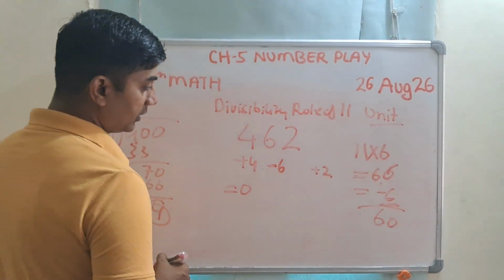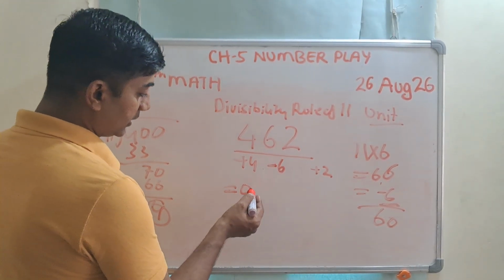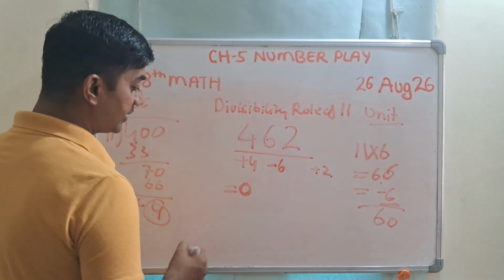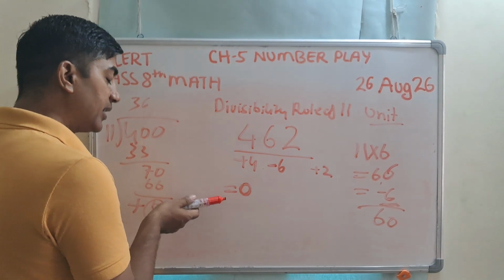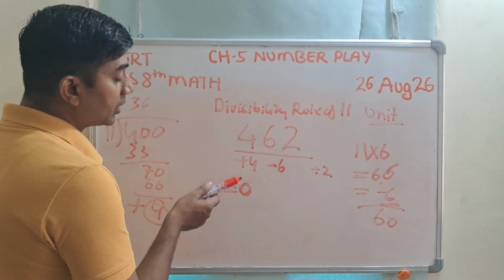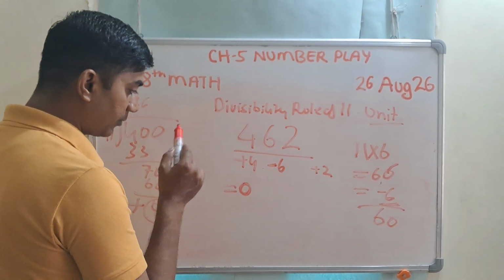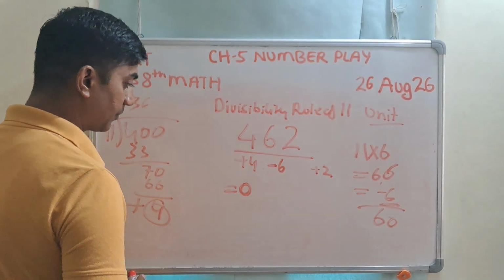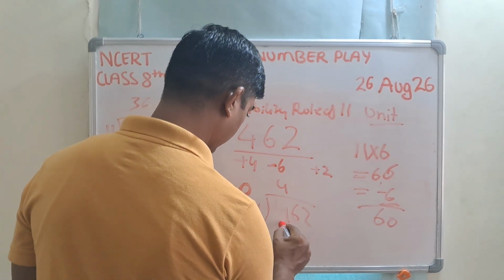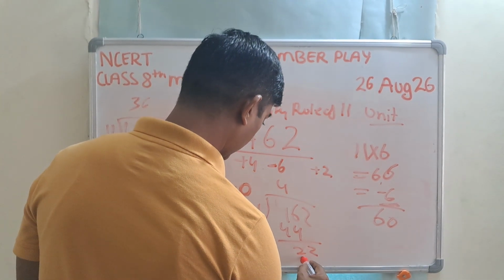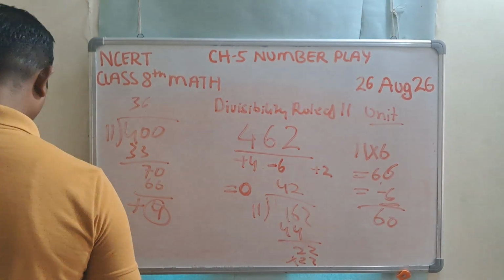When you have result 0, it means that number is divisible by 11. When your remainder is 0, it means that particular number is divisible by the given number. Means in this case we are dividing it by 11 and we got the remainder 0. It means this number is divisible by 11. That we can check. So we have seen that this number is exactly divisible by 11. So what we have concluded?